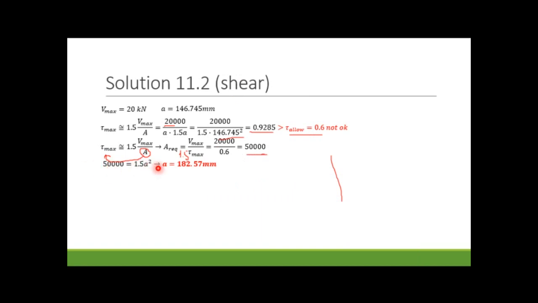Okay, I find A as 170.82 times 52. This is our real smallest value of A, not the previous value. Okay.